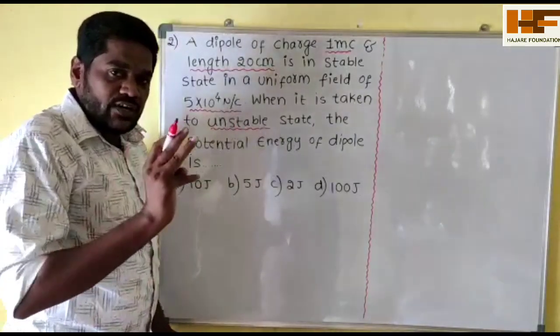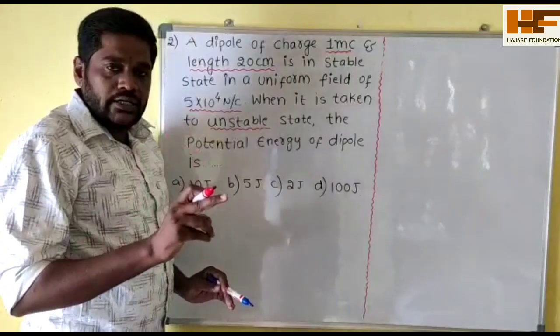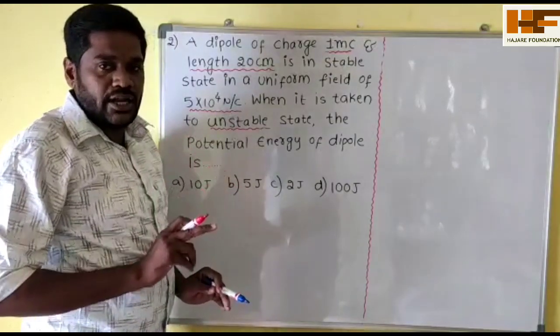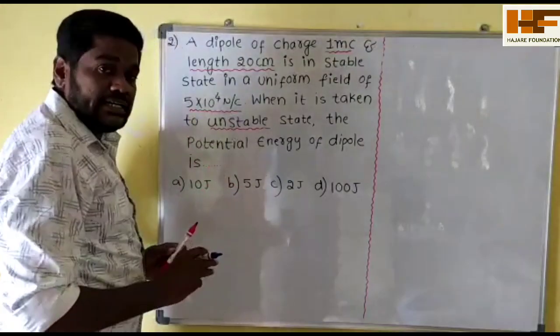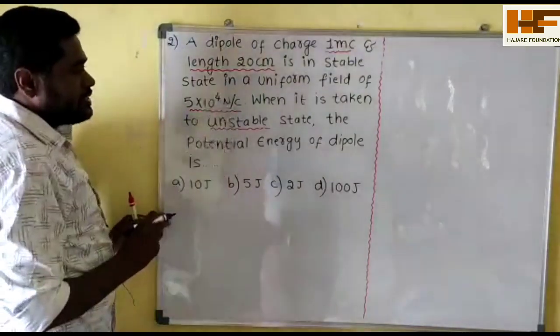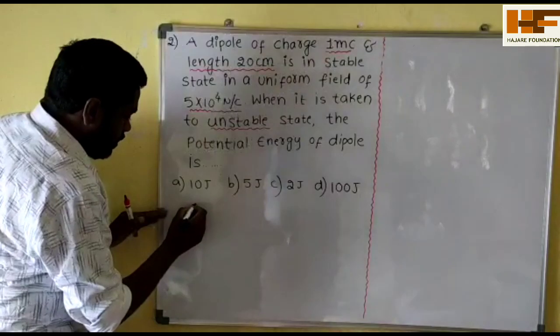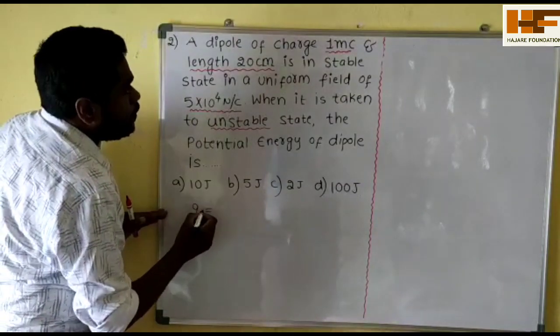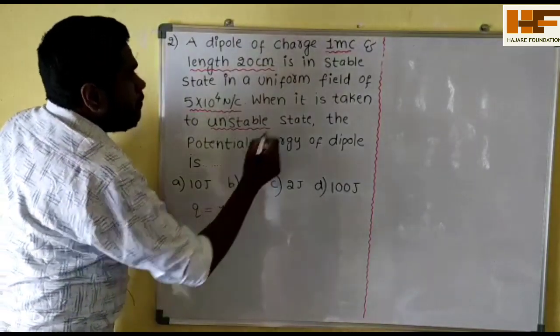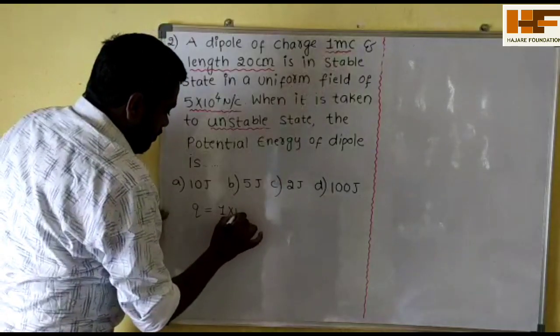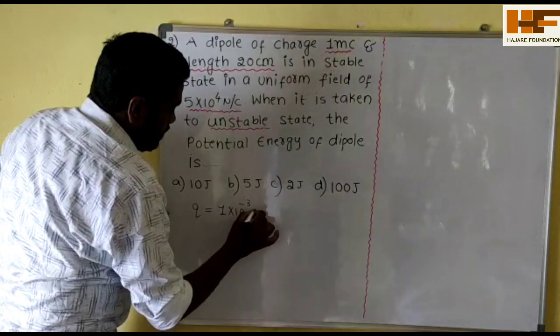We have discussed 3 formulas: torque, work and potential energy. First of all, let us collect the data. The charge given is Q equal to 1 milli, and milli means 10 power minus 3 coulomb. Next, what?